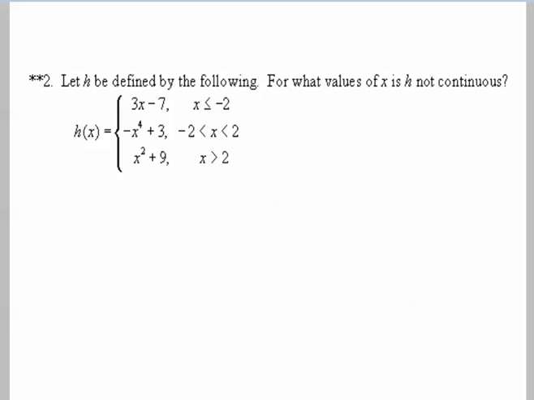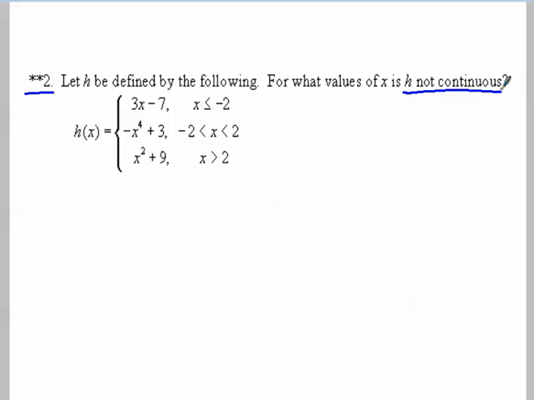Here's another excellent example from an AP test. This is a combination of continuous functions, but in a different way, in piecewise style. So here I see we've got a linear function, a quartic function, a quadratic function. All polynomials are going to be continuous. Let's see what it's asking. Let h be defined by the following. For what values of x is h not continuous?